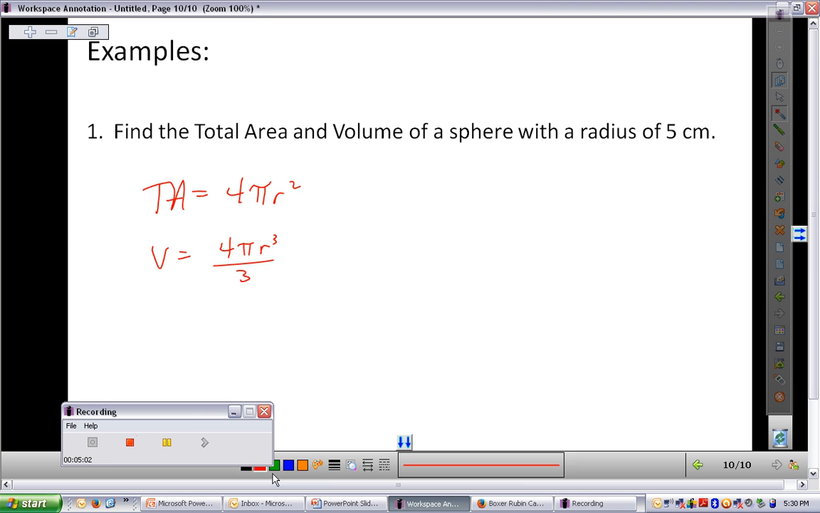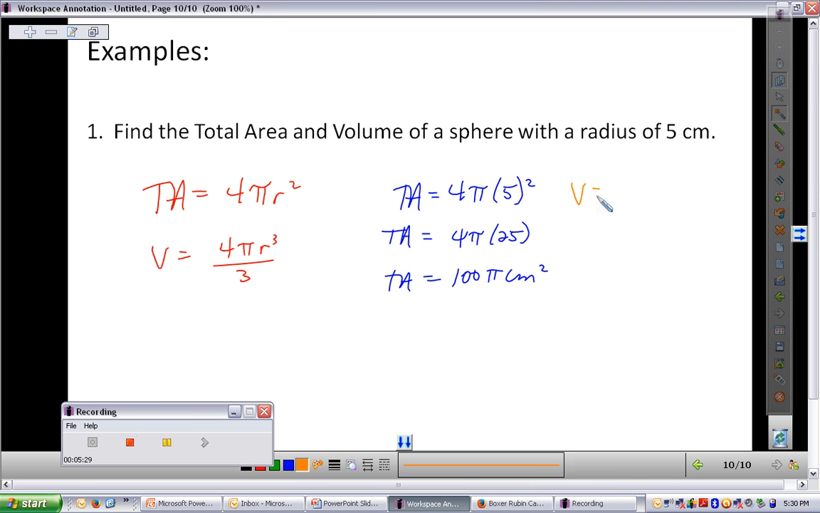All divided by 3. So for this one, radius is 5. Let's plug it in for our total area. Total area equals 4 pi times 5 squared. 5 squared, of course, is 25. Total area equals 4 pi times 25. 4 times 25 is 100. So my total area is 100 pi centimeters squared. Again, area is still centimeters squared.